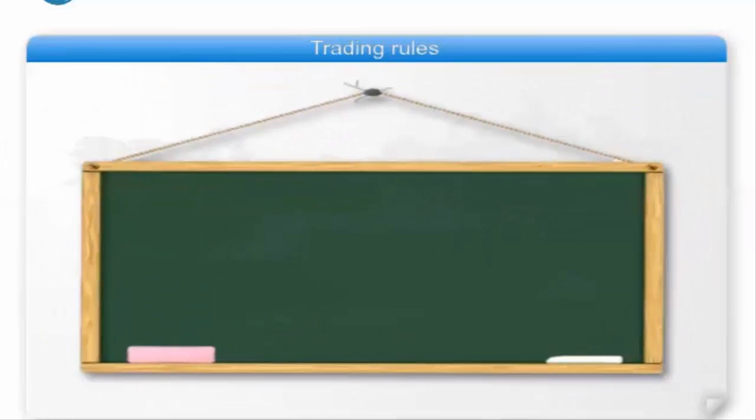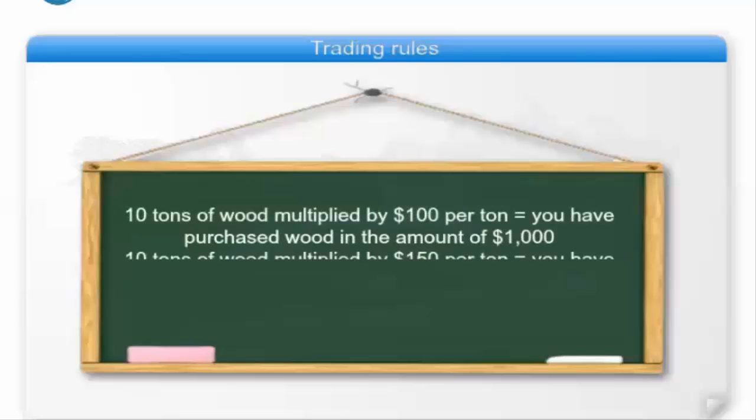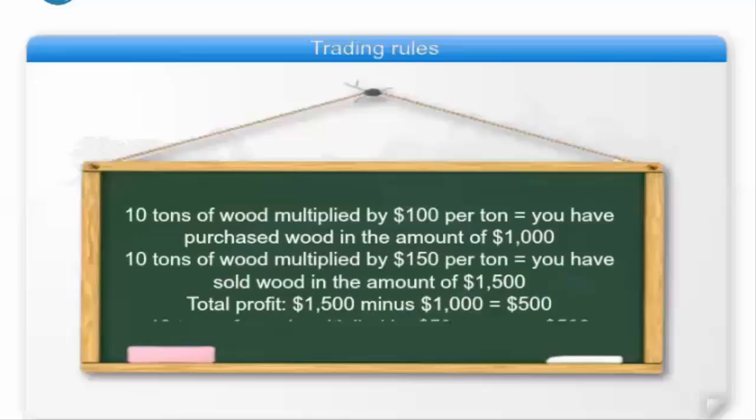Trading rules. If you trade a certain product and you think that its price will rise, you're going to buy it, and if its price indeed rises, you're going to profit when you sell it. And if you're wrong and its price goes down, well, you're going to lose. For example, if you trade wood and you think that the wood price will rise, you buy 10 tons of wood when the wood price is $100 per ton, and later you sell it when the price rises to $150 per ton. You've profited $500.